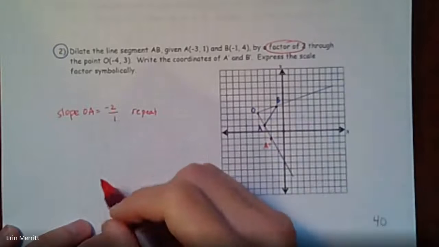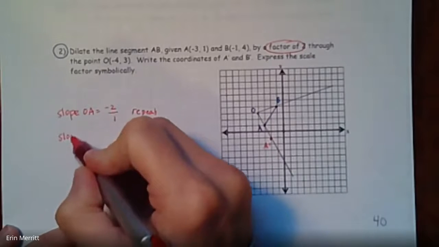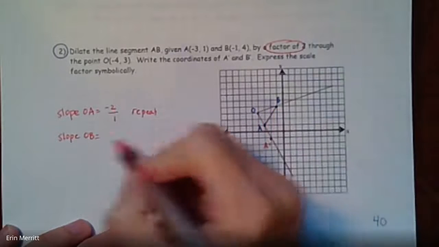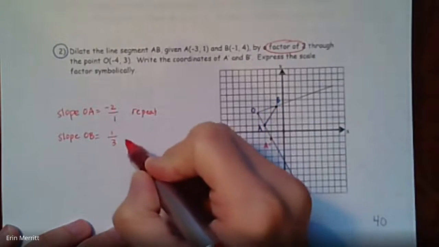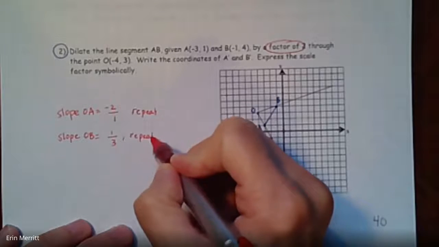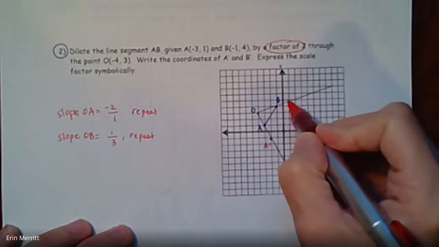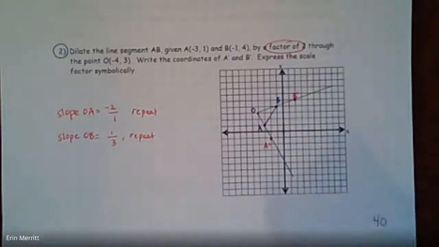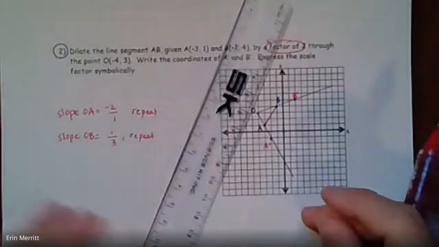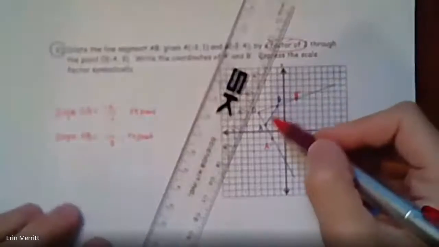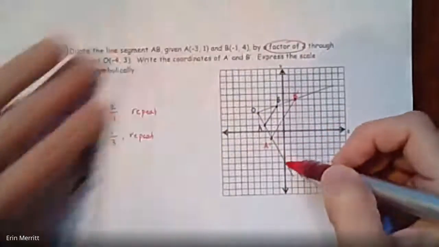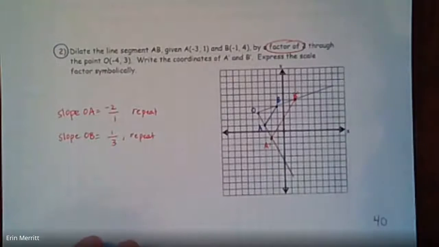All right. And then I'm going to play the same game. The slope from O to B goes up 1 and right 1, 2, 3. And then I'm going to repeat that just one time. 1, 2, 3, because the scale factor is 2. Now, if the scale factor was 3, I'd repeat it twice. Right? If it was 4, I'd repeat it 3 times. So you always have to remember the original is the first one, and then anything beyond that. So if I connect the dots, there is going to be my new segment.